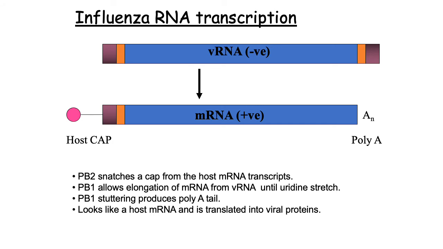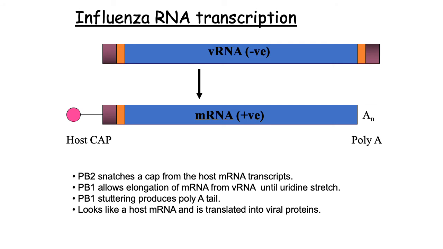Now, the really cool part of the story is how it gets a cap, because you've got to have a cap and a poly A tail to make a positive sense messenger RNA, just like coronavirus did. And so remember, coronavirus, hard-working virus, brought in all 4 enzymes that it needed to build its own darn cap. And it did that all for itself. Flu virus is a dirty sneak thief. And so here's what happens.